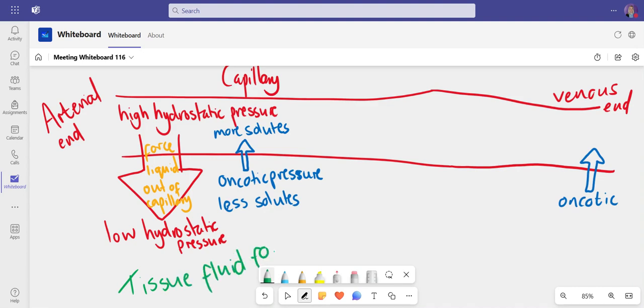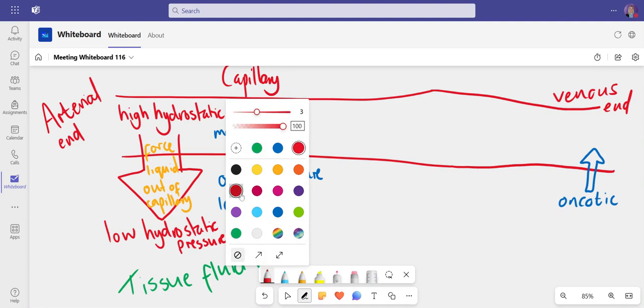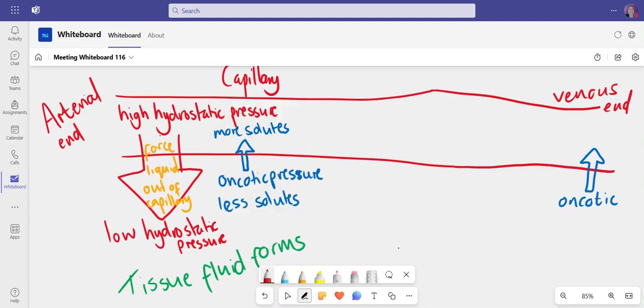Because overall, liquid, the plasma part of the blood, is being forced out of the capillary into this area around the cells, so it forms a tissue fluid. At this end, it's a little bit different because the hydrostatic pressure changes because the plasma is coming out, coming out, coming out, and actually the volume of water outside the capillary here is getting really high. So by the time we get to this end, we've got a higher hydrostatic pressure outside the capillary than inside.